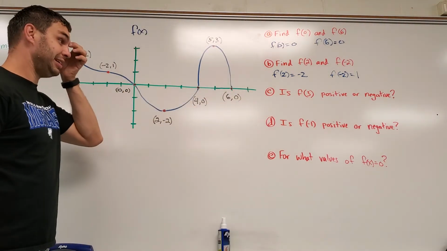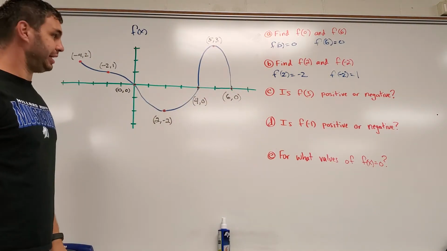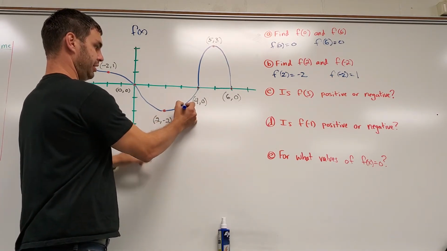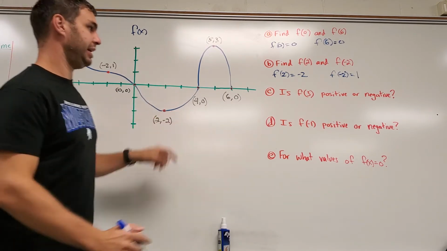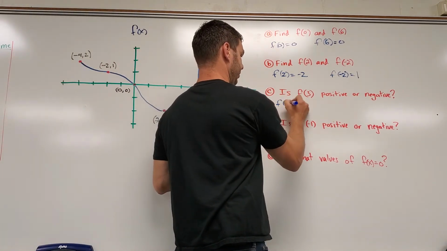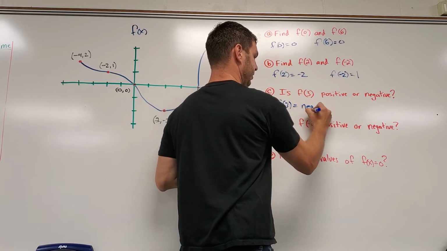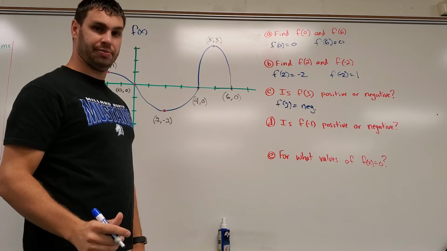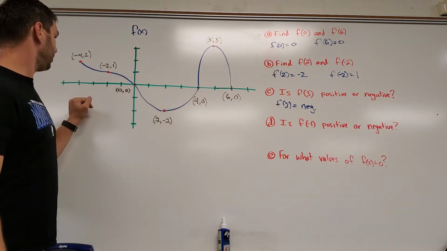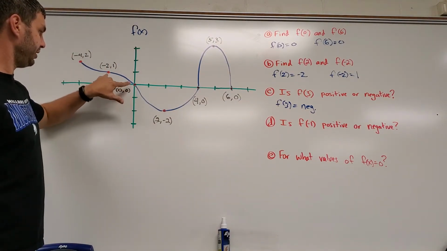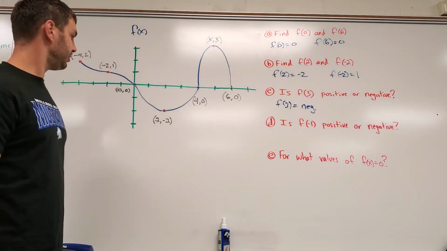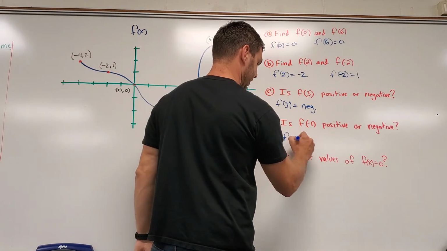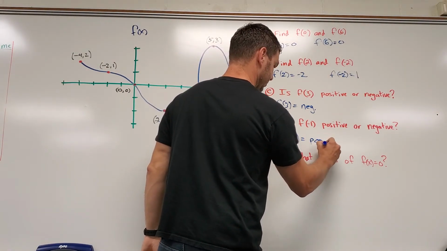How about letter C? Is f of 3 positive or negative? So let's find 3. That would be in between 2 and 4. And here you can see it's below 0, so it's going to be negative. So f of 3 is negative. All right. And then what about letter D? Is f of negative 1 positive or negative? So negative 1, again, between the negative 2 and the 0 values right here. It's above the x-axis, so it's going to be positive. So I can say f of negative 1 is positive.